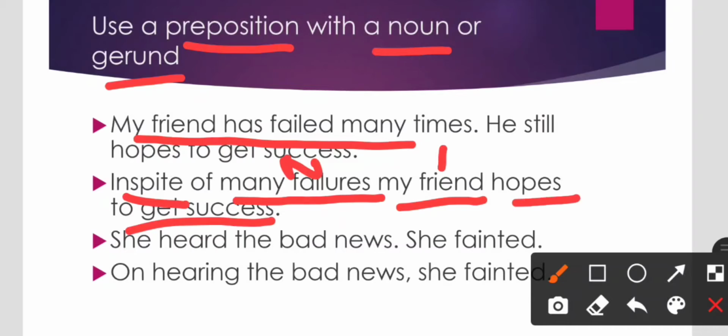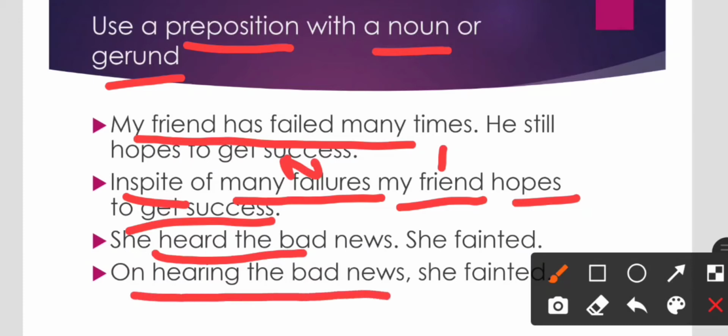She heard the bad news, she fainted. Okay. So we will convert the first sentence into a participle phrase. On hearing the bad news, she fainted. Again, this is a simple sentence. I hope it is clear.